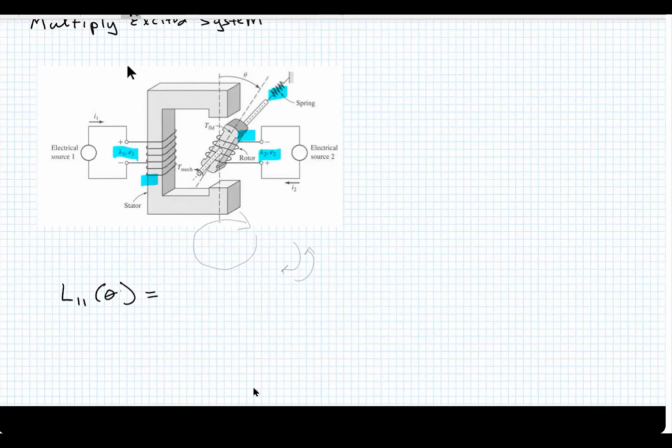L11, the self-inductance, is 3 plus cosine 2 theta. If it were to go all the way around 360 degrees, you would get a 2 theta variation in inductance. So we do need to put this term in there, even though we're only moving part of the way. It's still based on 360 degree rotation. And then this would be times 10 to the negative 3. This is actually henries, right?